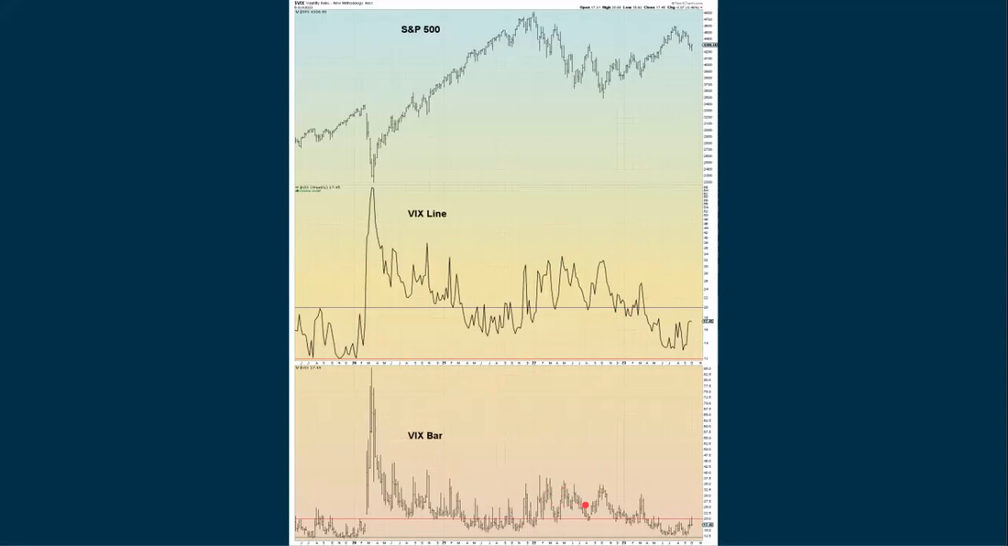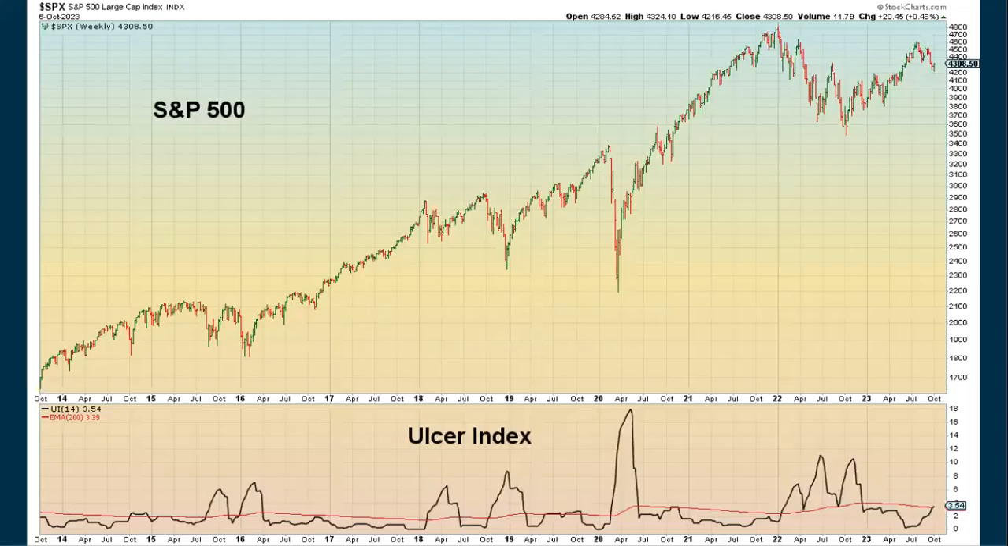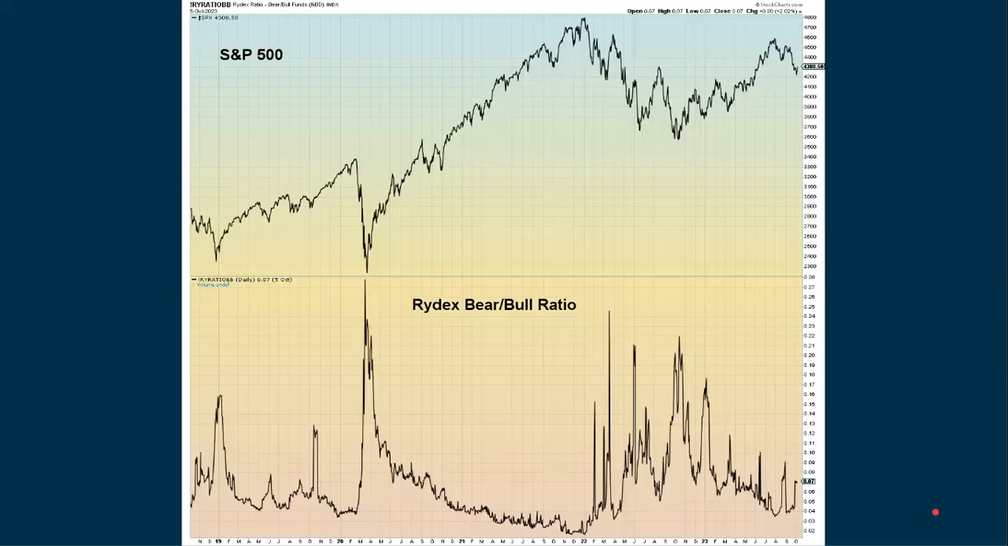So that's why we also look at some dynamic measures of the VIX that I talk about in the deep dive video. The Ulcer Index, which is another fear gauge, it's coming back up to the moving average, showing that there's been a slight increase in fear. The Rydex Bear Bull Ratio, this is also another fear gauge. When this is spiking up, that means that these folks who, again, tend to react to what's already happened, are getting more fearful, but we're not at an extreme reading right now.